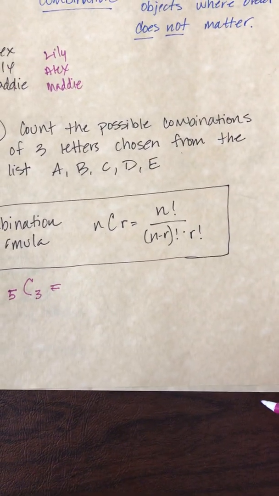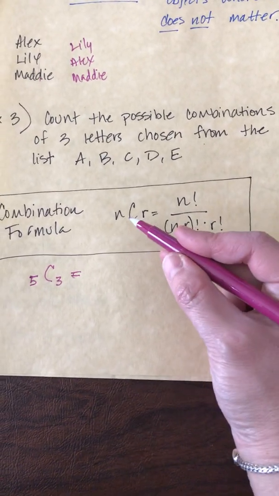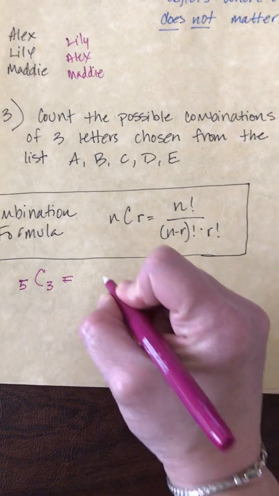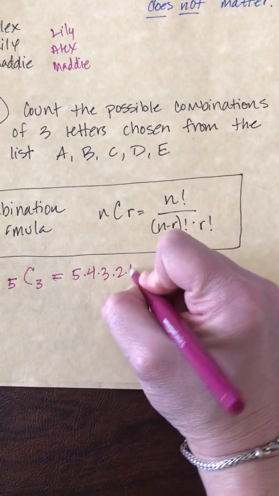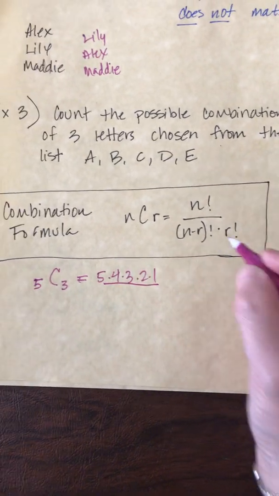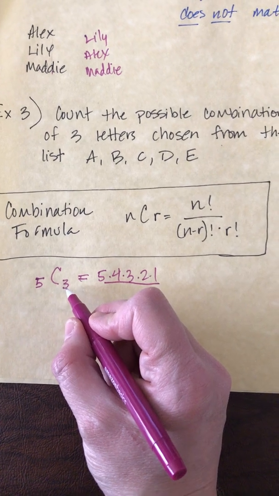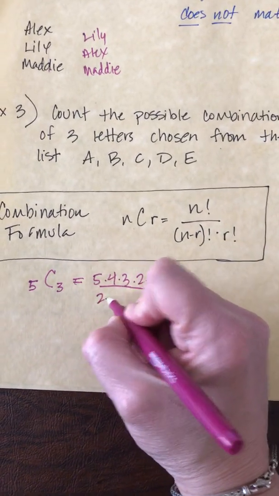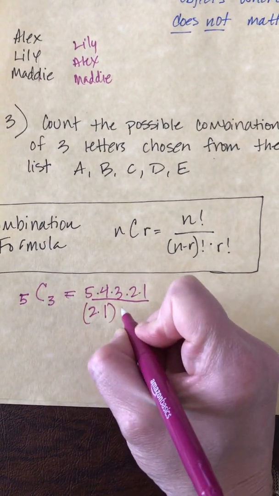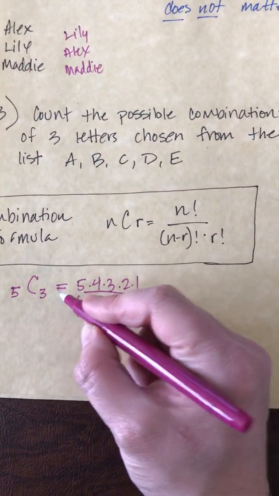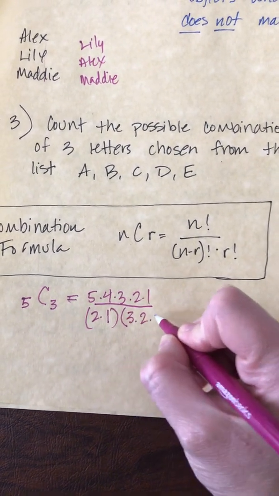Okay, so let's go ahead and calculate following this formula. N in my example is 5, so 5 factorial is 5 times 4 times 3 times 2 times 1, over n minus r factorial. Well, 5 minus 3 is 2, and 2 factorial would be 2 times 1, times r factorial. In this case, r factorial would be 3 factorial, so 3 times 2 times 1.